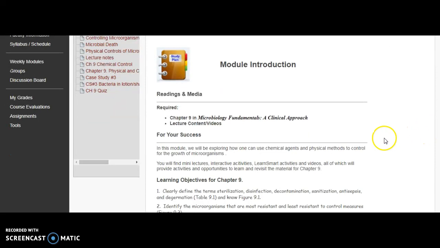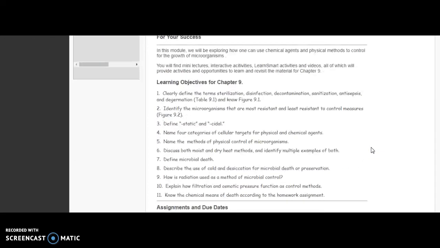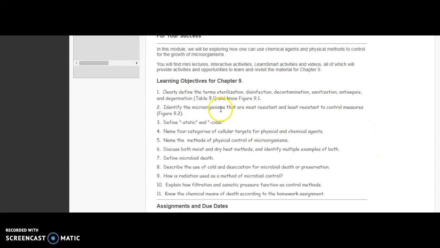You are going to read the entire chapter for Chapter 9. It's good information from start to finish. And here are your objectives. Now, these are all specific for Chapter 9, and all of these are going to be identified or talked about in the PowerPoint notes, except for objective number 11.